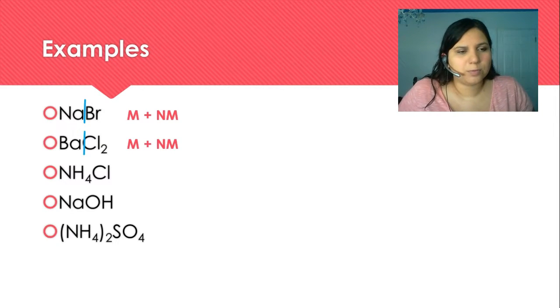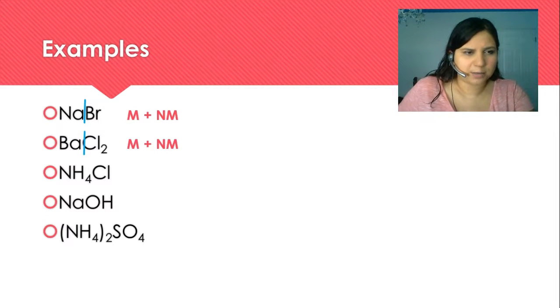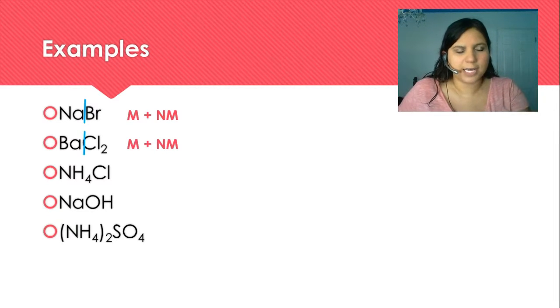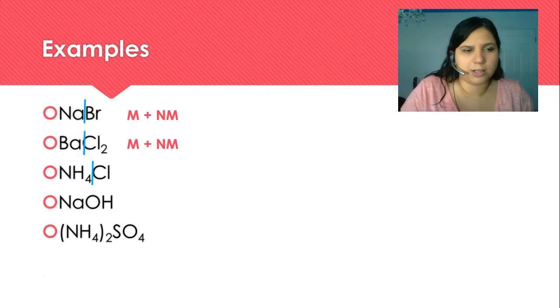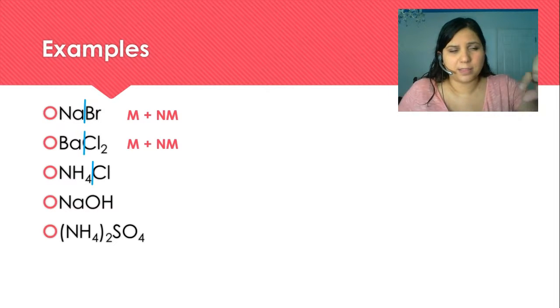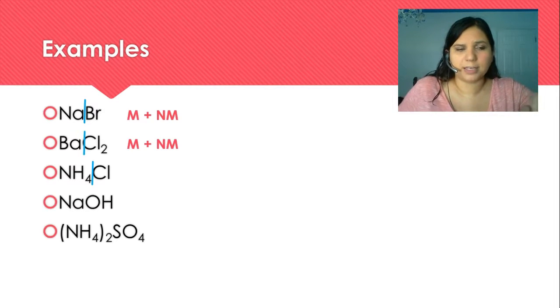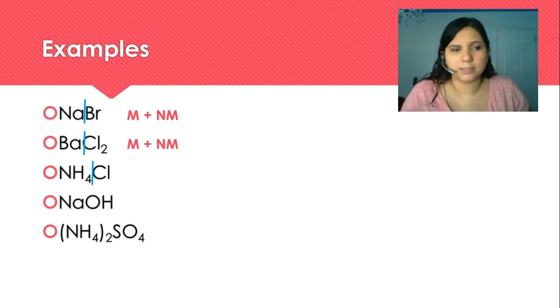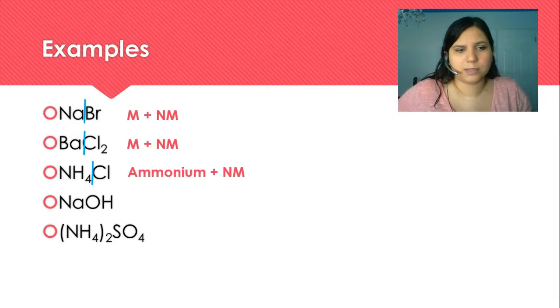And the third one, I have something different. Nitrogen's not a metal, so I can't do that. I have what's called ammonium, and that's one of the polyatomic ions that you have to have memorized. I'll draw a line after the ammonium. The ammonium is the cation here, and then chlorine is a nonmetal. So that's ammonium plus a nonmetal.